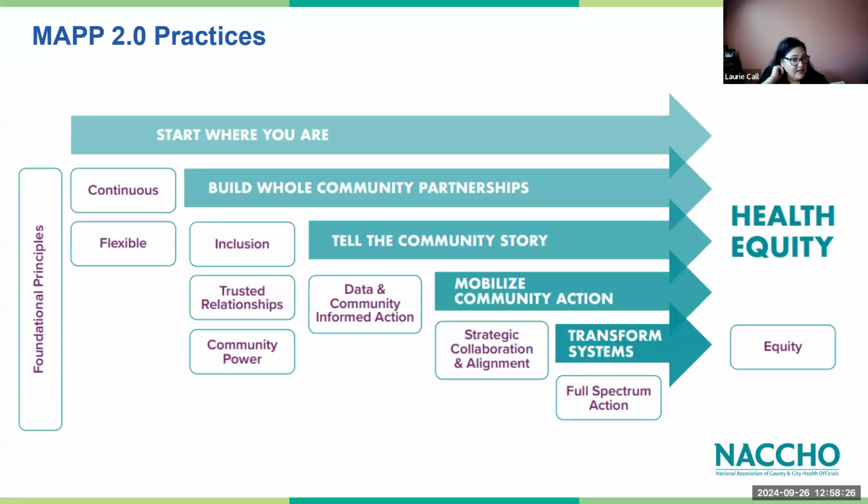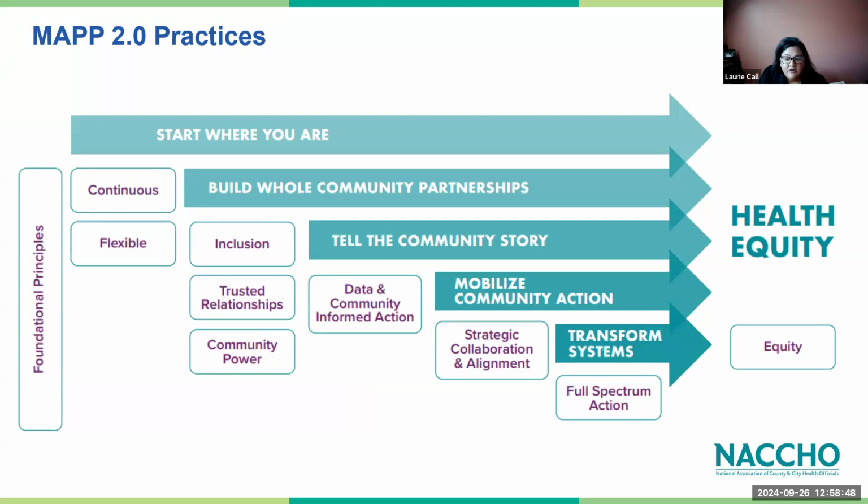And then here you'll see the practices. The one I like the most is start where you're at. So if you already have a lot of data from the community or you already have structures in place, you don't have to do those steps over. You start where you're at. If you already have a community vision, you don't have to do a new one. So that's really what that's about.